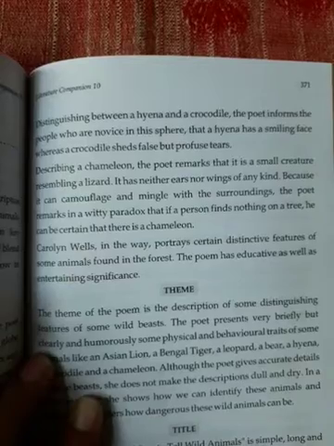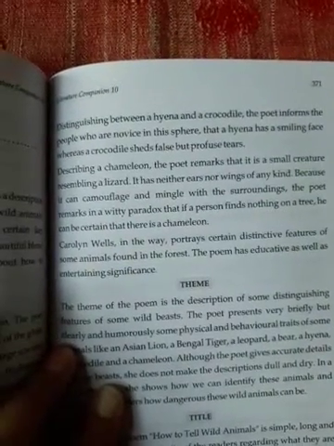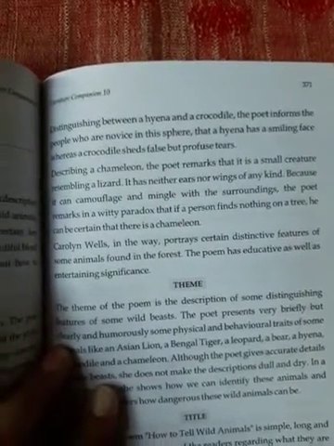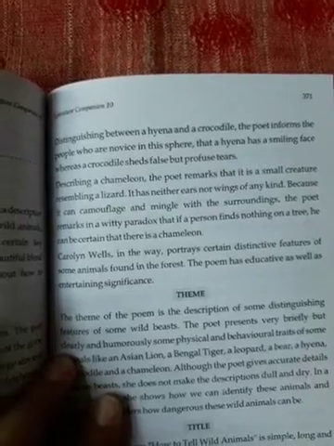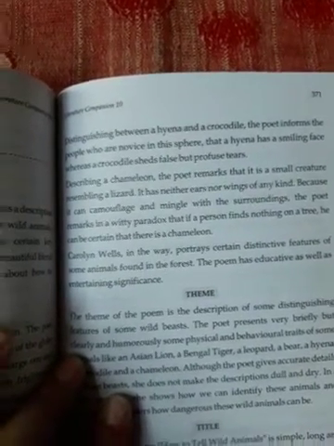Caroline Wells in this way portrays certain distinctive features of some animals found in the forest. So these are all the features about different animals that the poet has found out. The poem has educative as well as entertaining significance. So this poem is very educative, and it is an entertaining poem also.